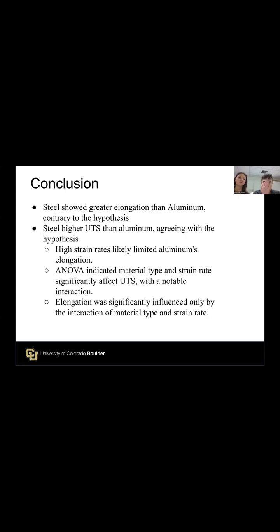So in conclusion, like we saw, steel still showed greater elongation than aluminum, which disagreed with our hypothesis. Steel still showed higher ultimate tensile strength than aluminum, which agreed with our hypothesis. Just a kind of summary of our analysis is that higher strain rates likely limited aluminum's elongation, and our ANOVA indicated that material type and strain rate significantly affected ultimate tensile strength. Our elongation was significantly influenced only by the interaction of the material types and strain rates.